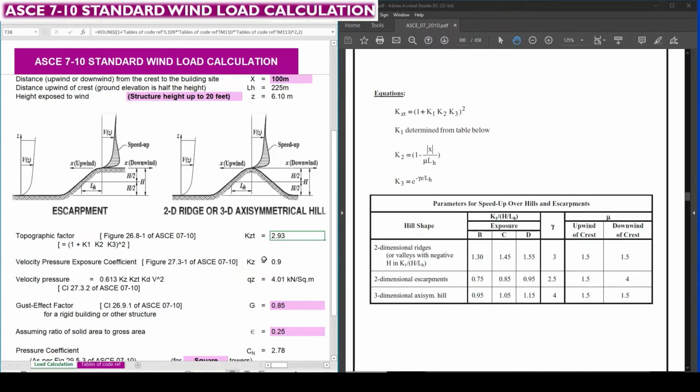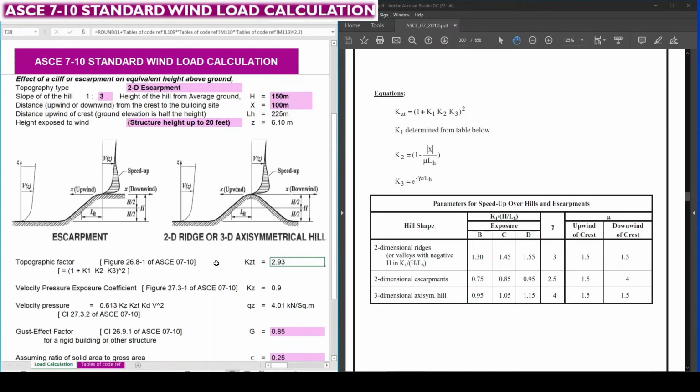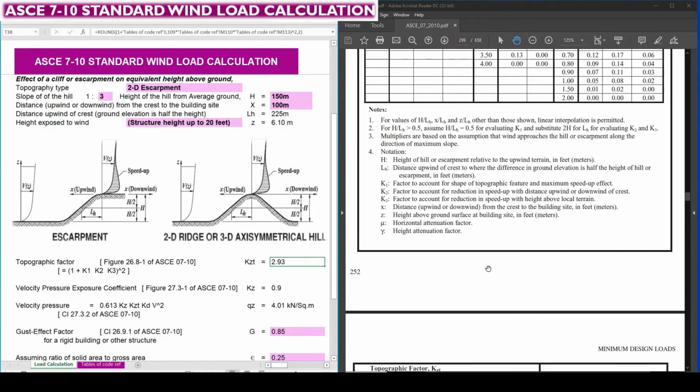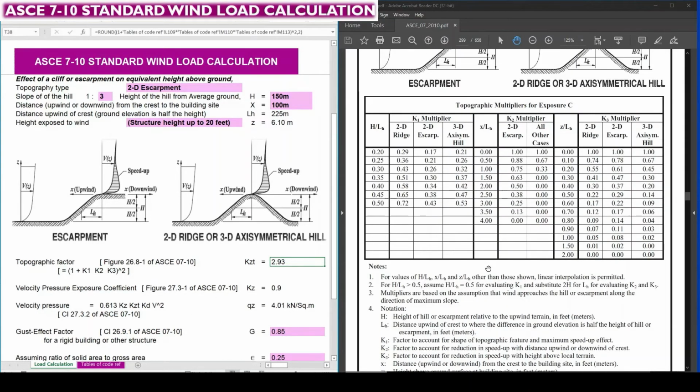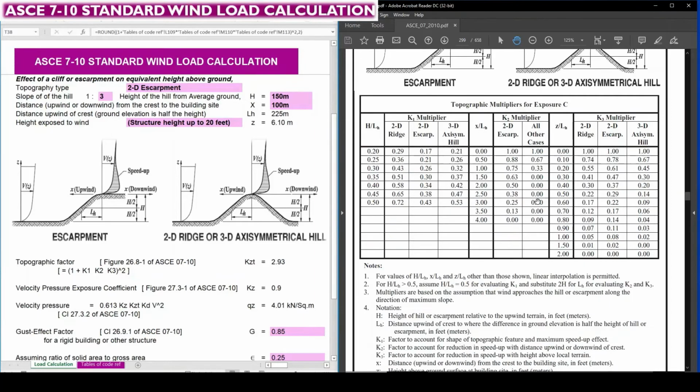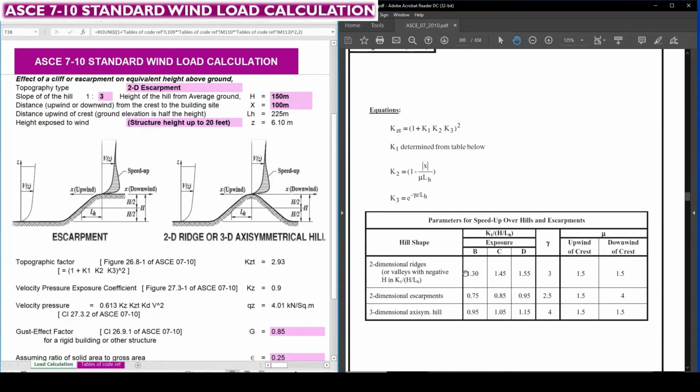Likewise, we need to calculate the topography factor. So this is the procedure. But if we have only category C, we can directly take the K1, K2, K3 multipliers from this table itself, which is shown in the right hand side PDF, figure 26.8.1 to be referred. This table is only applicable for exposure category C, which is stated here. For the other exposure categories B and D, we need to refer here. So this table is common for all three categories.